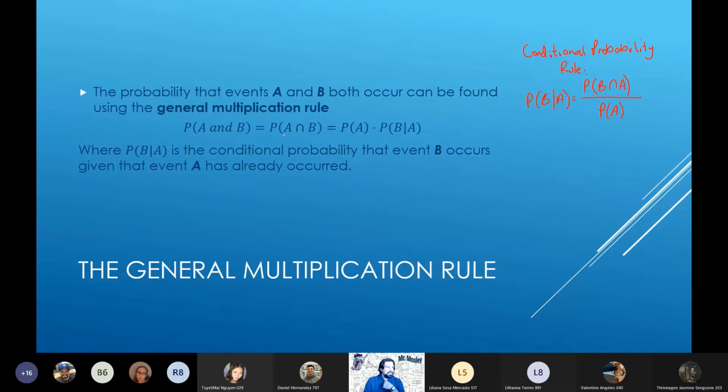Now, notice this says probability of A and B. This is probability of B and A. Probability of A and B is the same as the probability of B and A. Just because it says A and B or B and A doesn't change the probability in these "and" statements. So this is just a reworking of our conditional probability rule. When we rework it, we get the general multiplication rule.